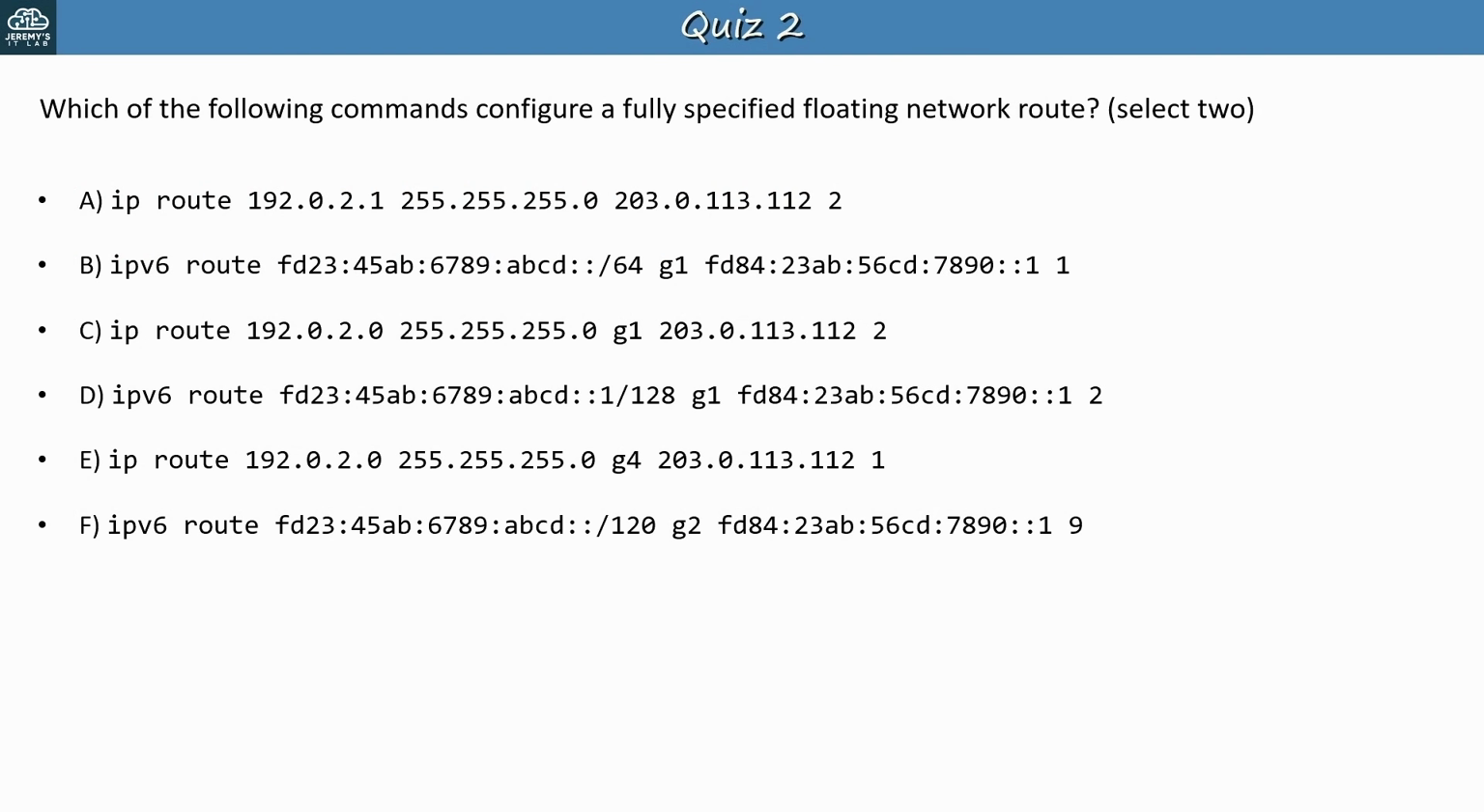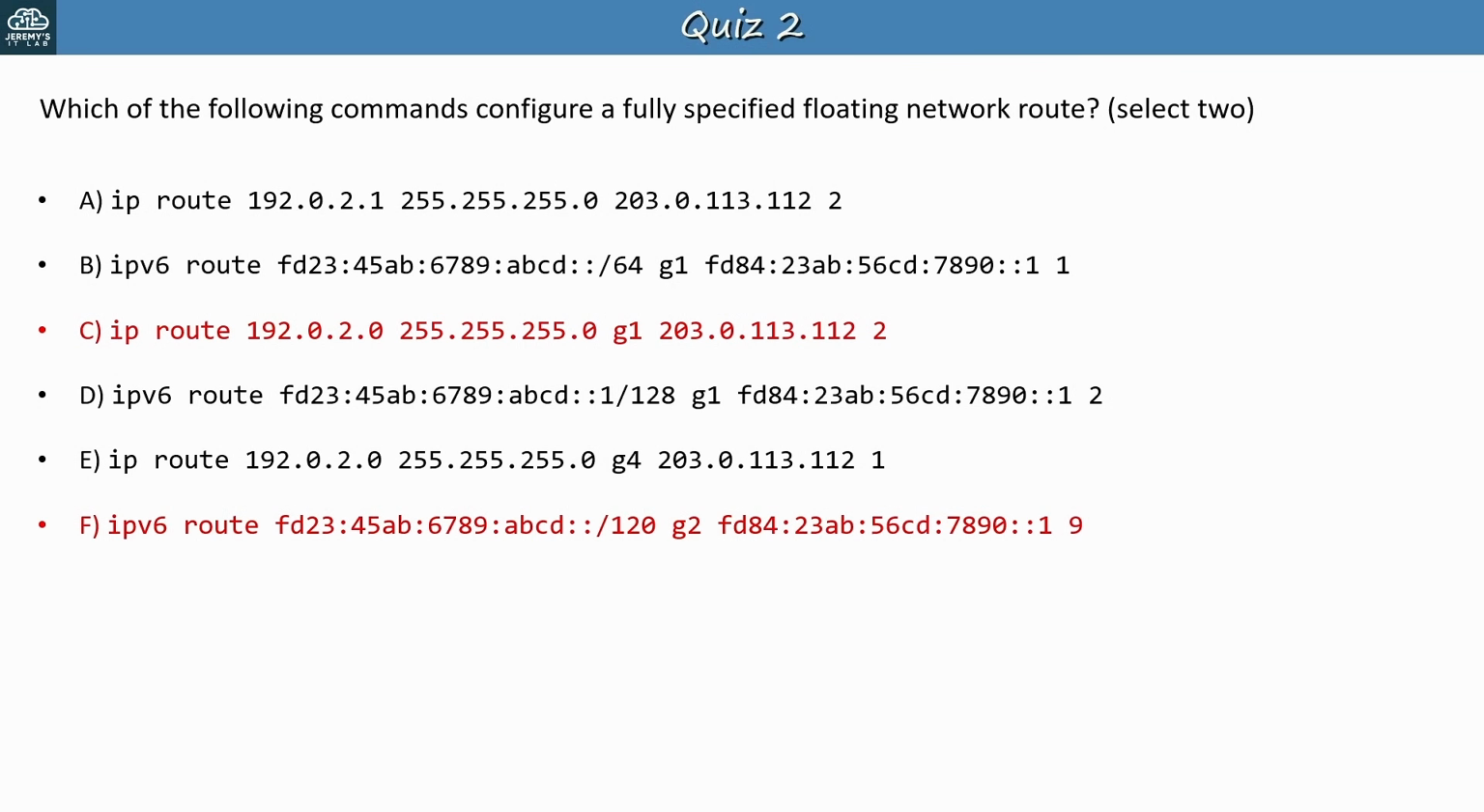Which of the following commands configure a fully specified floating network route? Select 2. Pause the video now to think about your answers. Okay, the answers are C and F. C is an IPv4 route with a /24 prefix length, making it a network route. It specifies both the exit interface and next hop IP, so it's fully specified. And it has an AD value higher than the default of 1, so it's a floating static route.